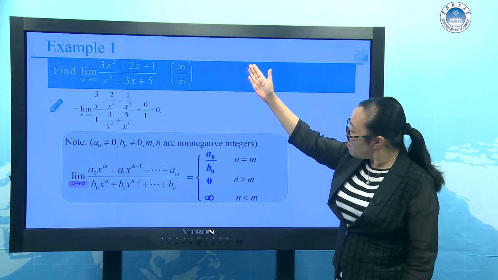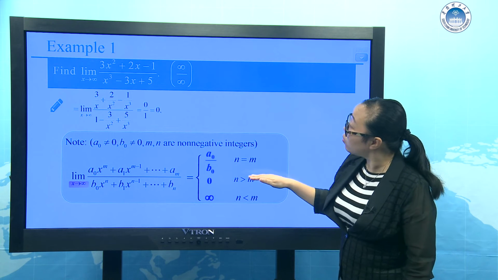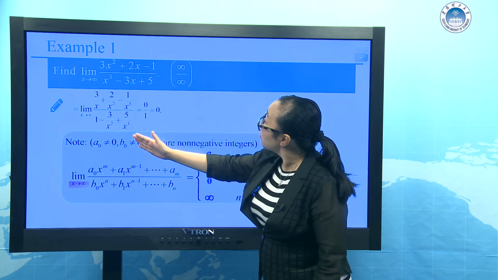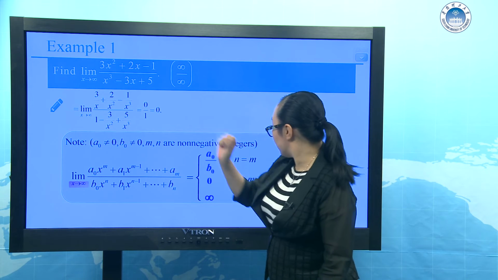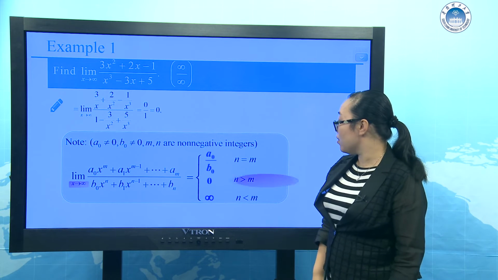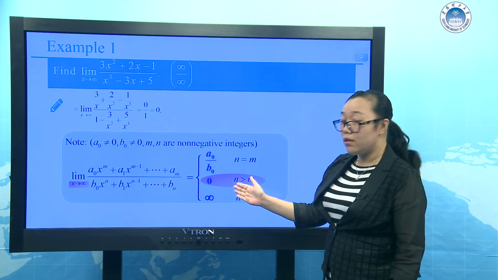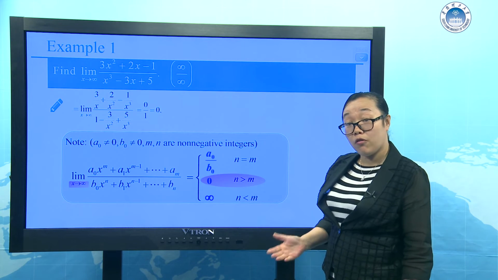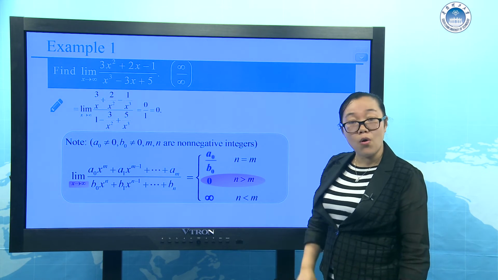Example 1 means, in this question, case 2. In this question, n equals 3, m equals 2. So n is larger than m. Finally, the result equals 0. Through the checking work, we found the result is correct.